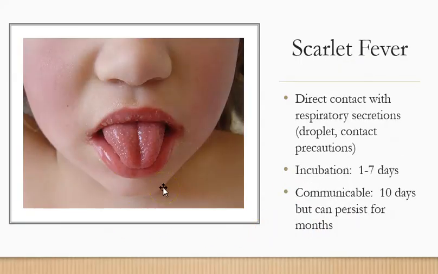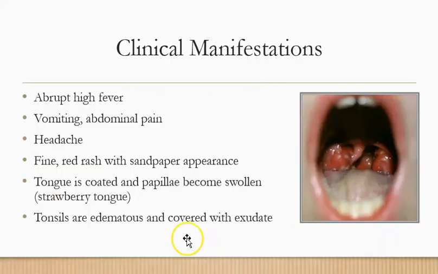Scarlet fever, this is if they come into direct contact with respiratory secretions. Droplet and contact precautions will need to be used. Incubation period is 1 to 7 days. It is contagious for 10 days but can persist for months.